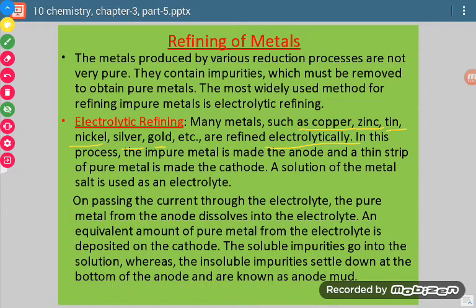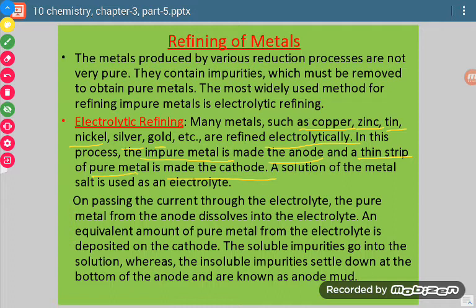Now what is the process? In this process, the impure metal is made the anode, and a thin strip of pure metal is made the cathode. The anode is very thick because it contains impurities, and the cathode is a very thin strip of pure metal.